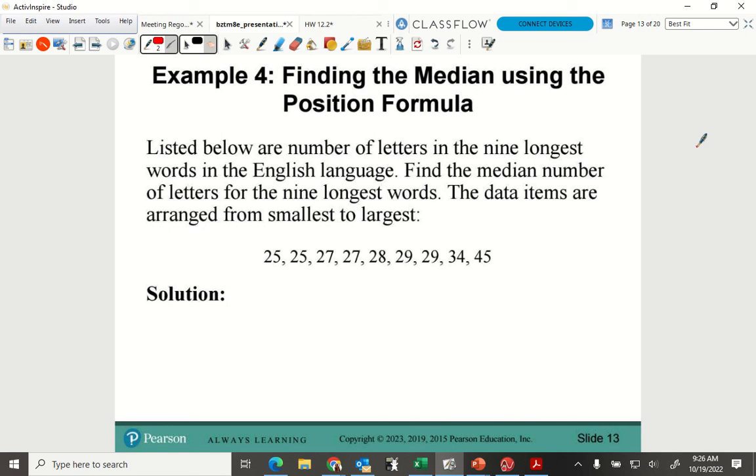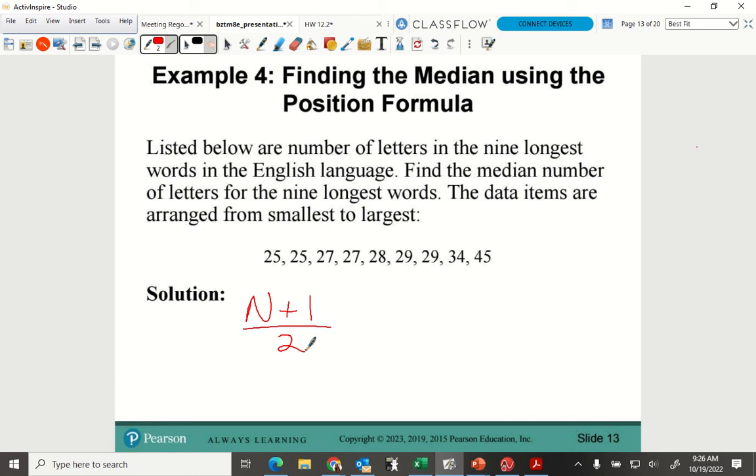To figure this out, it's going to be n plus 1 divided by 2. How many numbers are we going to have? That's n. We add 1 to that number, and then divide it by 2. So for this one right here, are all these already in order? Yes. You can read them and see that they're in order.